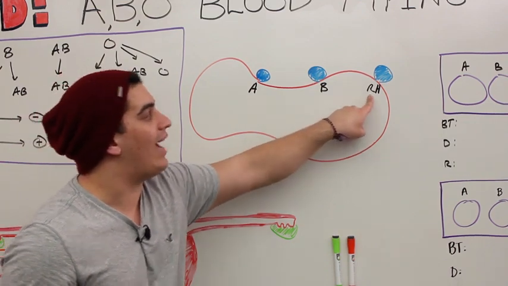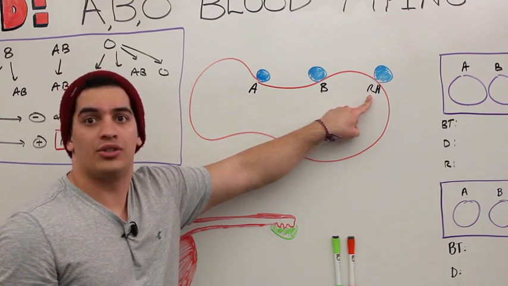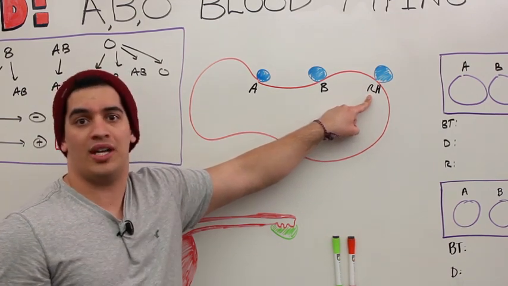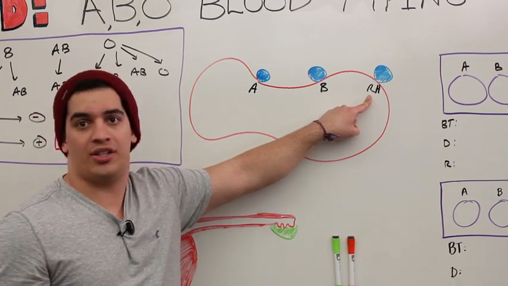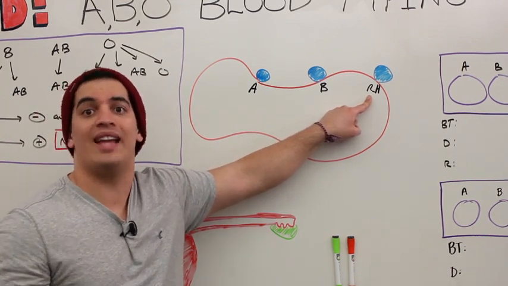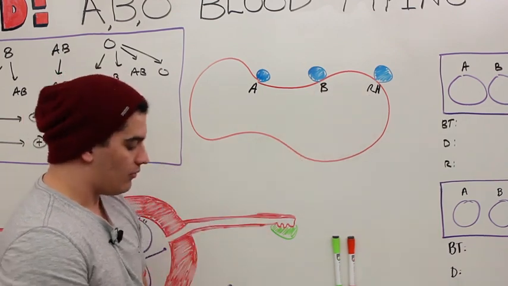Last thing, if you have the RH antigen, all that says is that you have RH. That means you're positive for the RH antigen, so positive. And if you don't have the RH antigen, that means you don't have it, so you're negative for it, so you're negative.